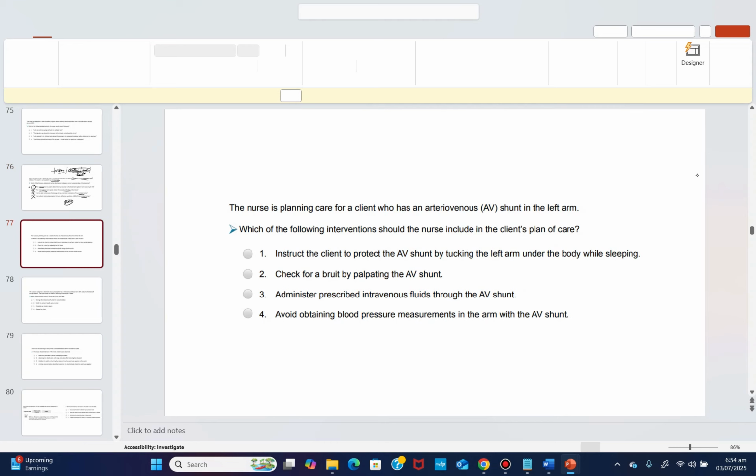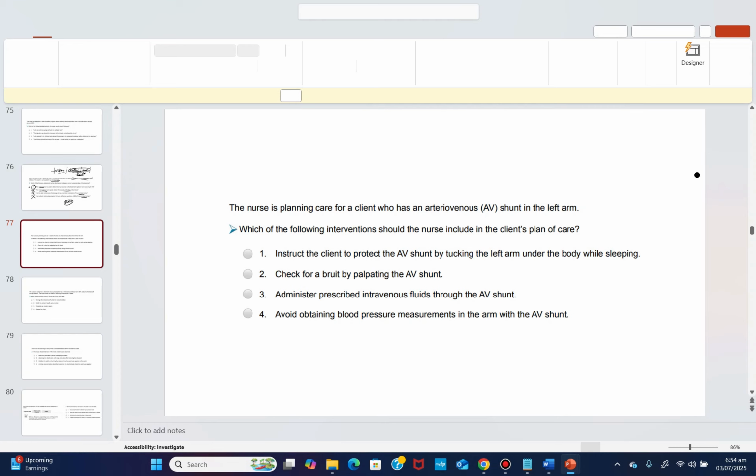Now let's go. The nurse is planning care for a client who has an AV shunt in the left arm. Now, which of the following interventions should the nurse include in the client's plan of care? So, we are trying to what? Include.